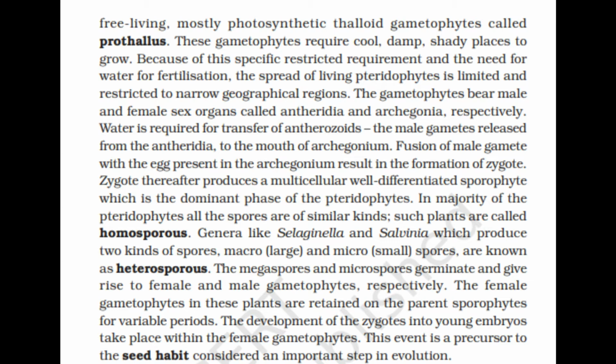In the majority of pteridophytes, all the spores are of similar kinds. Such plants are called homosporous. Genera like Selaginella and Salvinia, which produce two kinds of spores, macro and microspores, are known as heterosporous. The megaspores and the microspores germinate to give rise to female and male gametophytes respectively. The female gametophytes in these plants are retained on the parent sporophyte for variable periods. The development of zygotes into young embryos takes place within the female gametophytes. This event is a precursor to the seed habit, considered an important step in evolution.